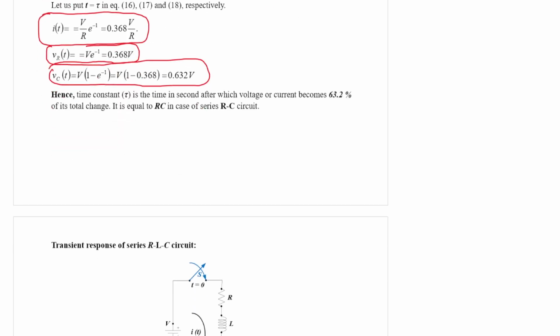So again the definition remains as it is. Time constant is the time in seconds after which voltage and current become 63.2% of their total change. Now in case of a series RC circuit, tau becomes R into C. So in a series RC circuit, tau becomes RC seconds.